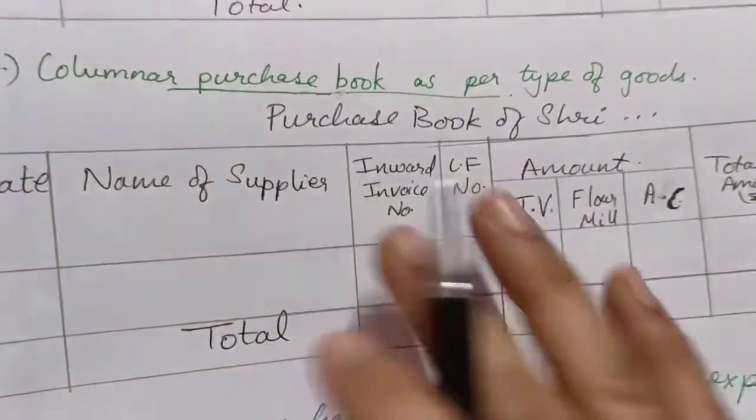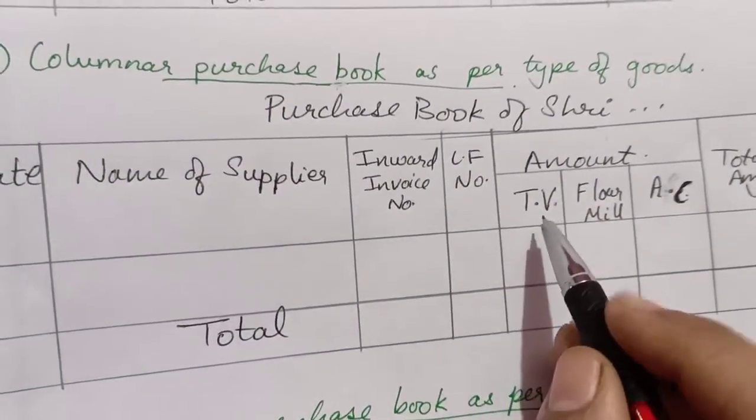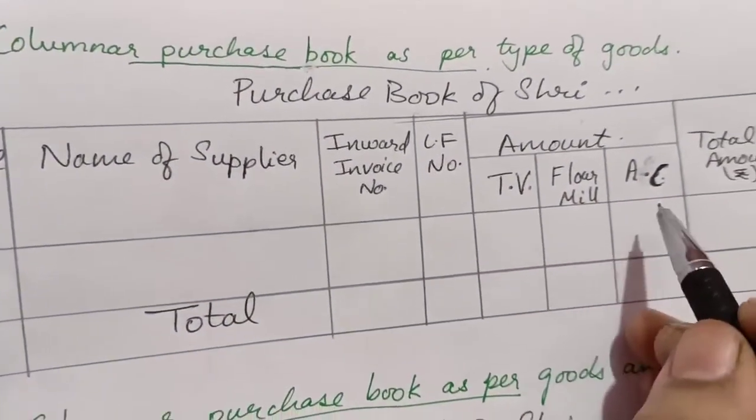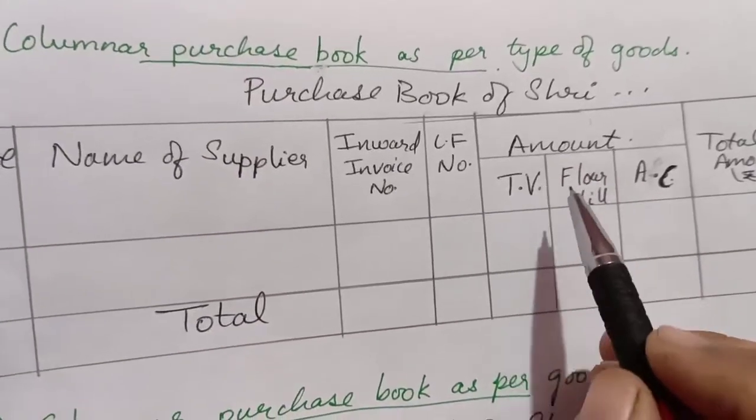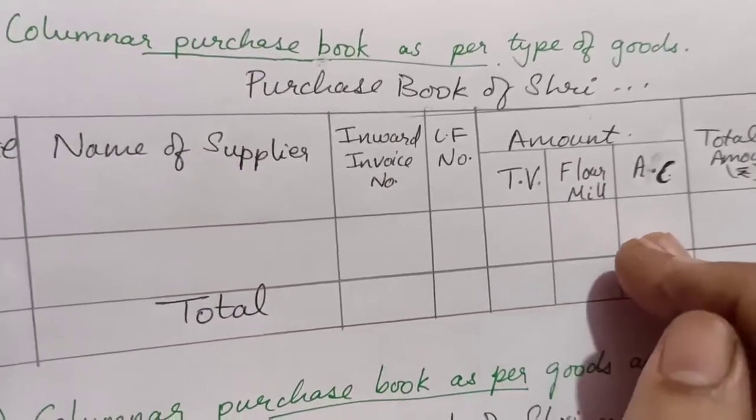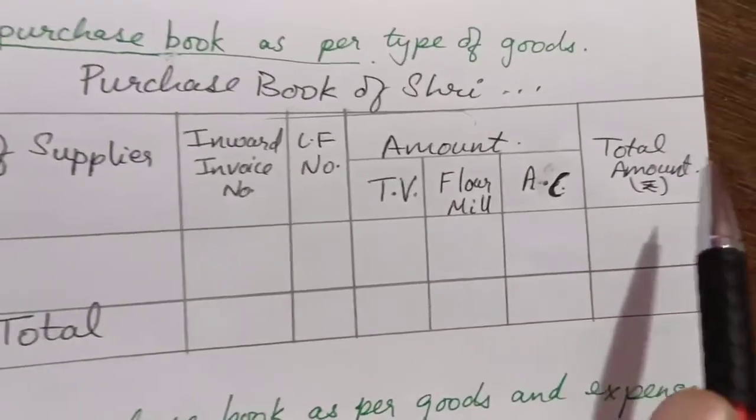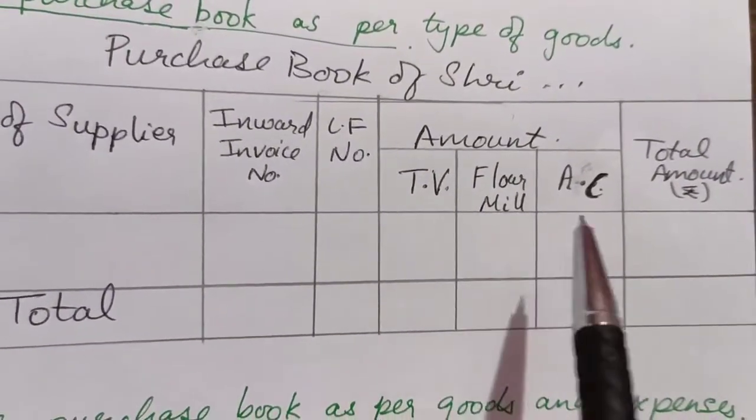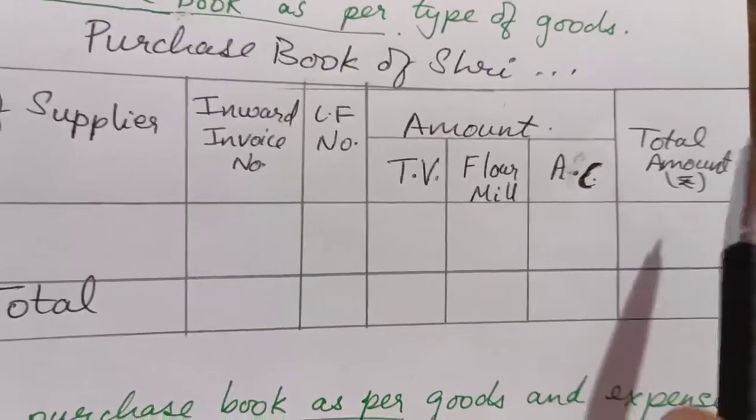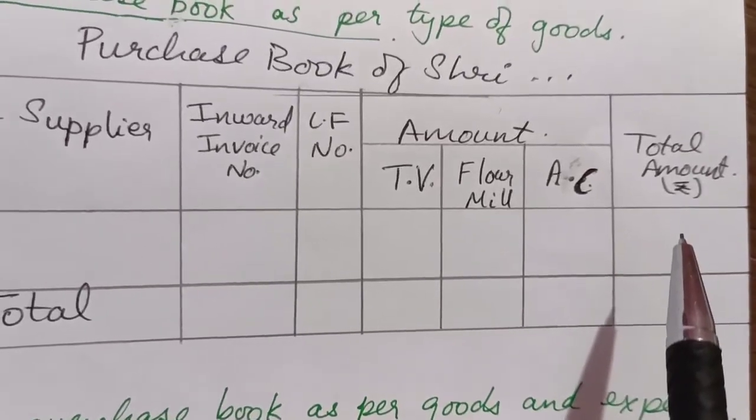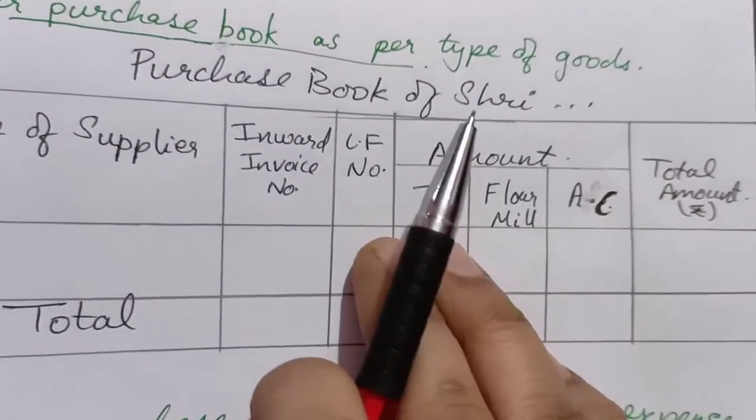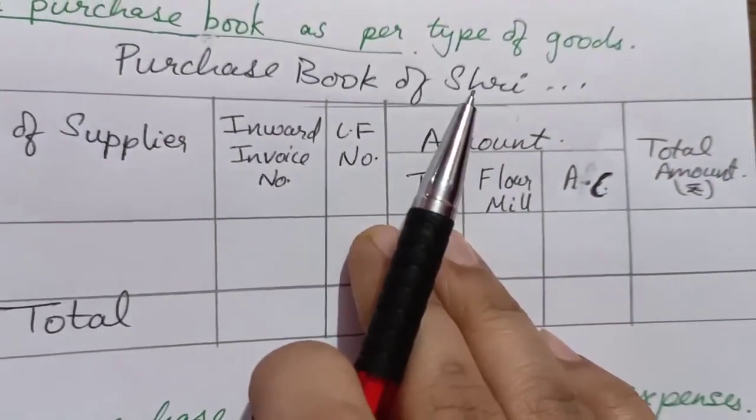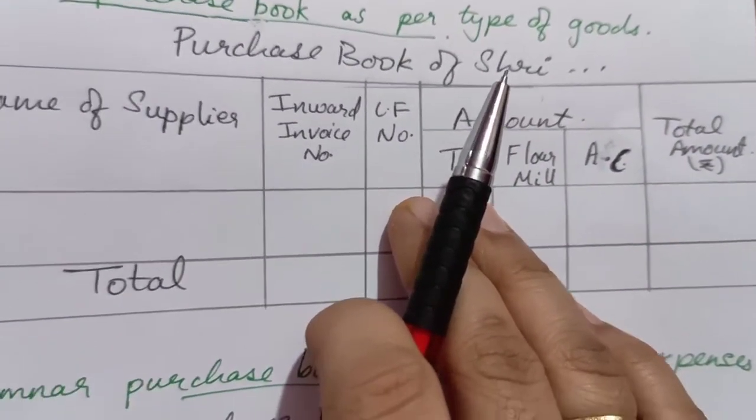So in his purchase book, we find columns for TV, flour mill and ACs. Here the amount column is bifurcated into these three columns, and then the total of all three commodities is written over here. So this is the total amount of all the three commodities. Let's see it with an example.